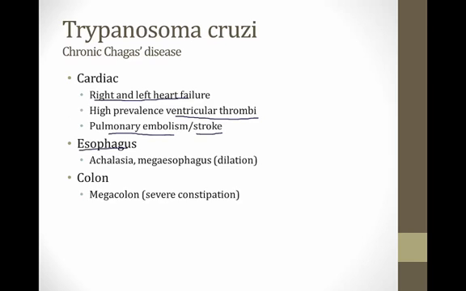In the esophagus and the colon, what you get is essentially loss of motility. So in the esophagus, you can get achalasia, and you can get a dilated frozen esophagus called megaesophagus. In the colon, you can get megacolon, which is a dilated immobile colon, and this gives severe constipation. So people with a Trypanosoma cruzi infection chronically are going to complain of difficulty swallowing and constipation, and they're also going to have signs of heart failure.